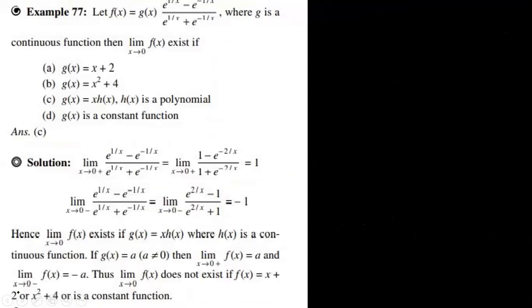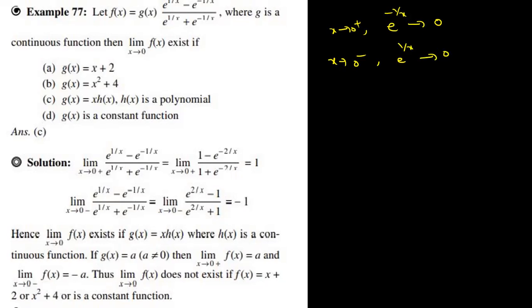Next question. See carefully. This is one of the excellent models, one of the good models, where g is a continuous function. Then what can you say about f of x? Get ready. Dear students, for these types of models, this is an excellent model. Limit x tends to 0 plus, then e power minus 1 by x is tending to what? 0.